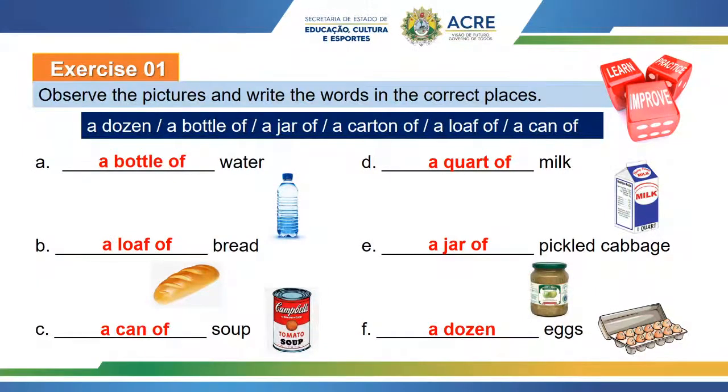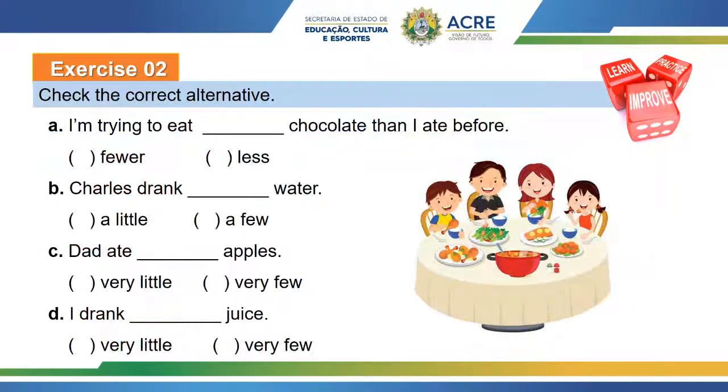Okay, now exercise 2. Check the correct alternative. Letter A, we have 2 options, fewer or less. Think about countable and uncountable nouns. Time to think. Let's check. I'm trying to eat less chocolate than I ate before. Chocolate is an uncountable noun.